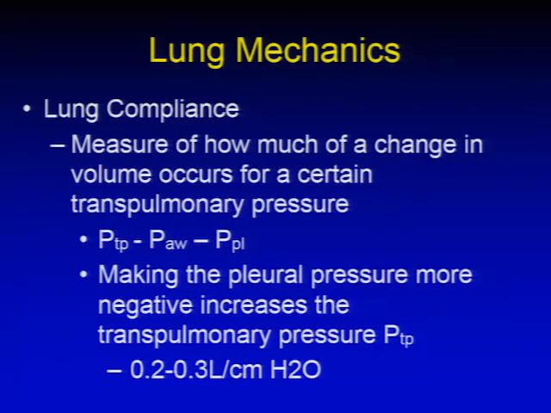Lung compliance is a measure of how a change in the volume occurs for a certain transpulmonary pressure. The slide is a little incorrect here. The transpulmonary pressure equals the airway pressure minus the pleural pressure. Now, making the pleural pressure more negative will increase the transpulmonary pressure. Think of the airway pressure within the alveolus, and on the other side, the pleural pressure sort of opposing or helping, really, the airway pressure. Normal is about 0.2 to 0.3 liters for every centimeter of water pressure.